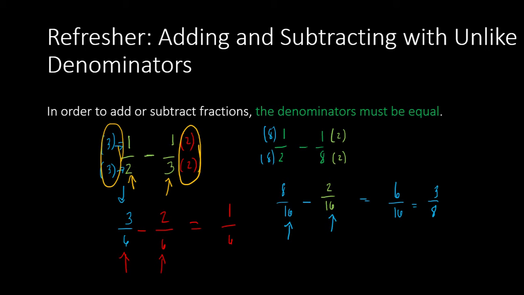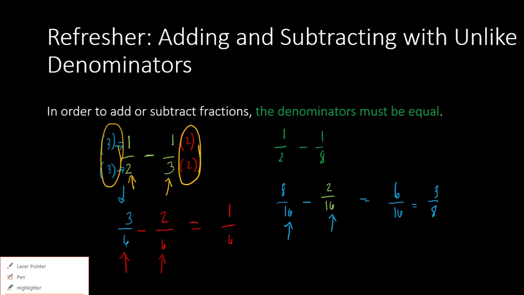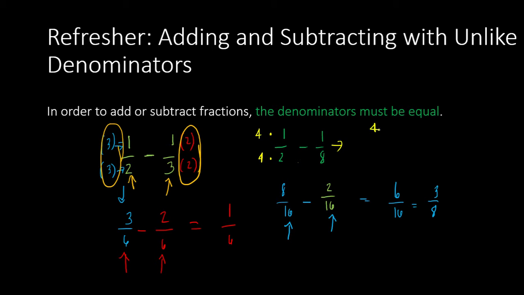But there's another way I could do this. I could also say, you know what? I'll just leave 8 alone, because I know that I could make this 2 into an 8 by multiplying it by 4. I knew that 2 times 4 is equal to 8. So I'm going to multiply this numerator and denominator by 4, which gives me 4/8 minus 1/8. And look at that. I end up with the same answer.